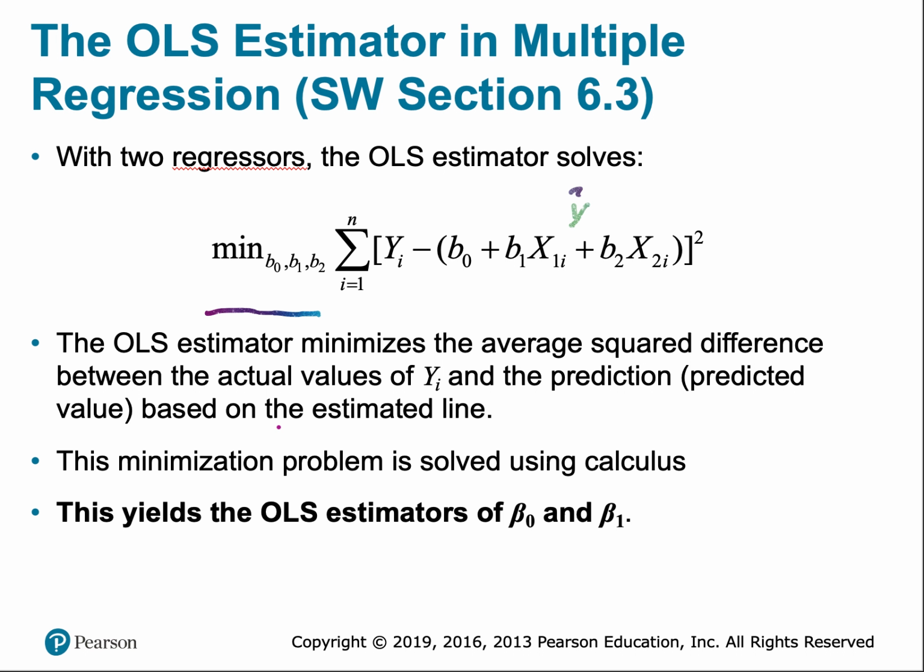As before, the difference here is that we have an additional regressor. We have this additional term, beta 2 times x2i, but we are still minimizing the average squared difference between the actual value of yi and the predicted value based on the estimated line. This minimization problem is solved using calculus.